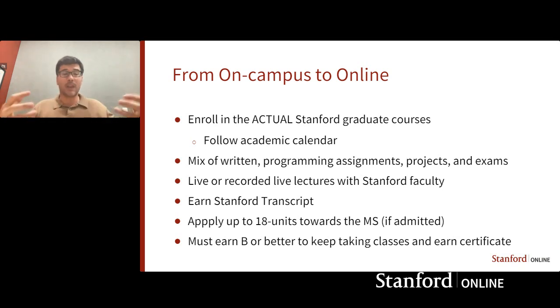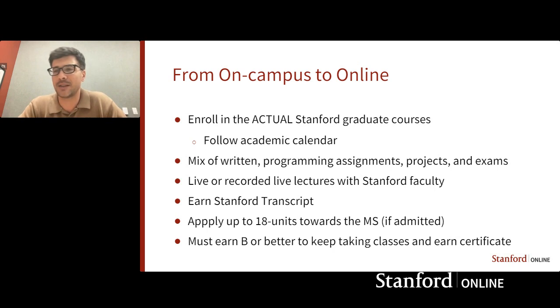So for doing that, you will earn a Stanford transcript. You do get a grade in the class. For the most part, you have to take them for a grade. And as I mentioned earlier, if you were admitted into a Stanford master's degree program, you could apply, and I see I have a typo there, 3 Ps, but that's great for emphasis. You can apply up to 18 units towards the master's degree.